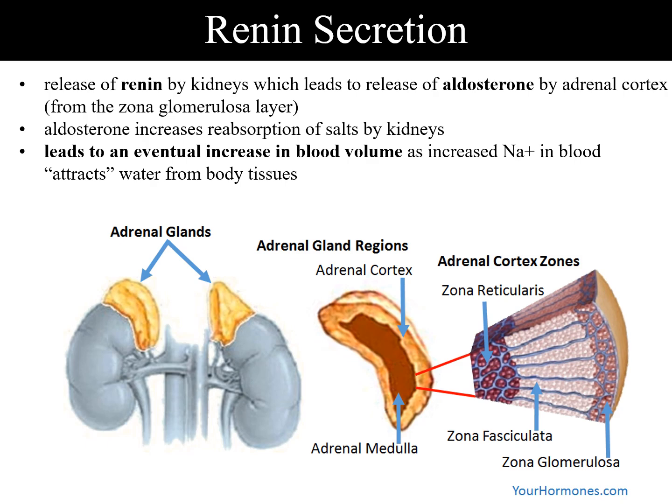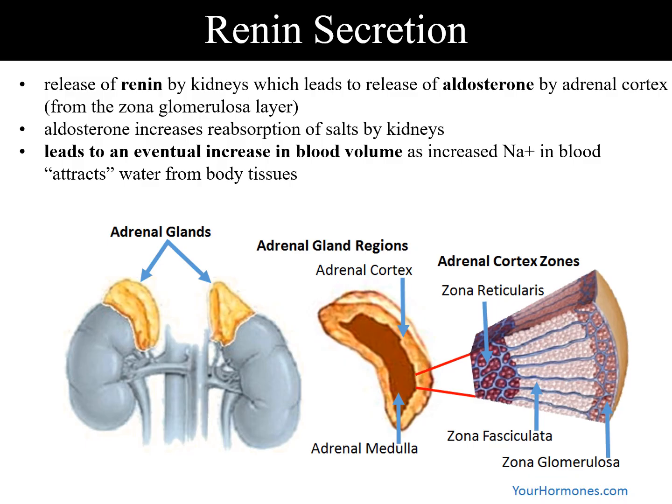If the blood flowing through our kidneys does not have enough physical pressure, in other words, if our blood pressure drops, the kidneys will know this. They will release a hormone called renin, and through what's called the renin angiotensin aldosterone system, it will lead to the release of aldosterone by the adrenal glands on top. This is a mineral corticoid made by the zona glomerulosa layer of the adrenal glands.